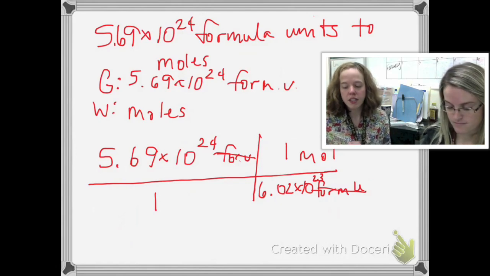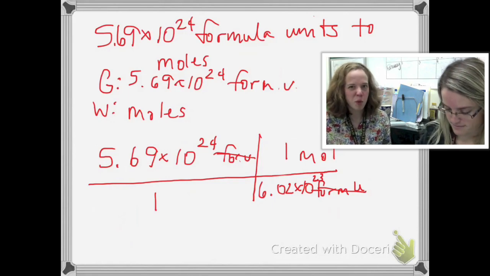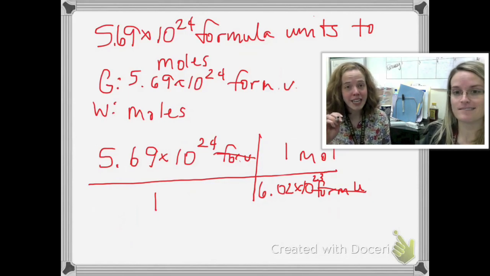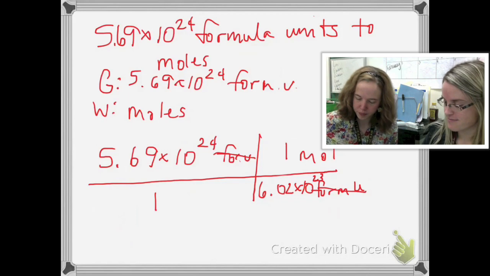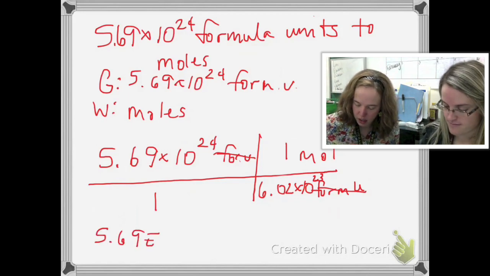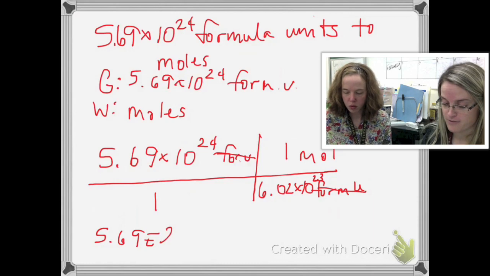Remember though, when we're putting this in the calculator, what do I need to use? Parentheses? Well, we could use parentheses, but that's actually more work than we needed to. We're a lot better off using our E key. And if you don't remember how to use your E key, talk to me about it. So we're going to do 5.69 E. And remember, E is times 10 to the. So it's 5.69 times 10 to the what? To the power of the 24th.